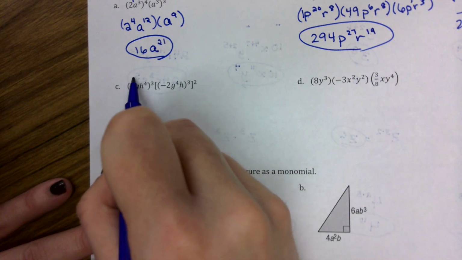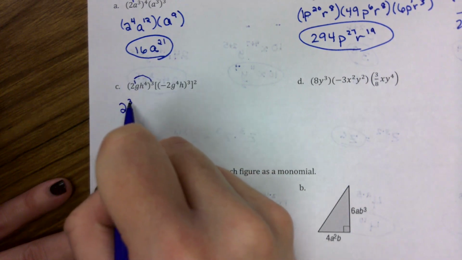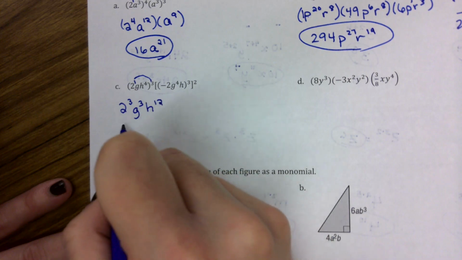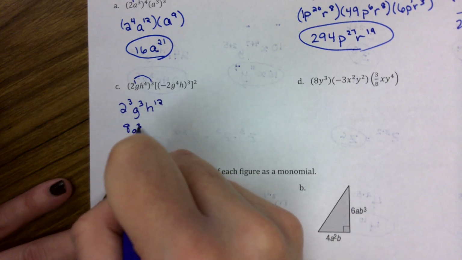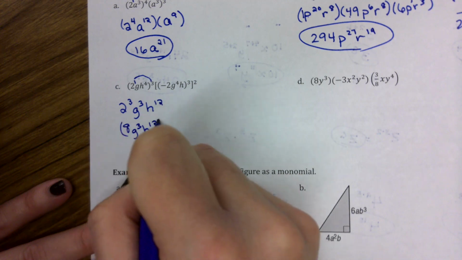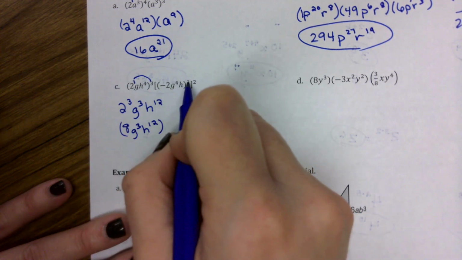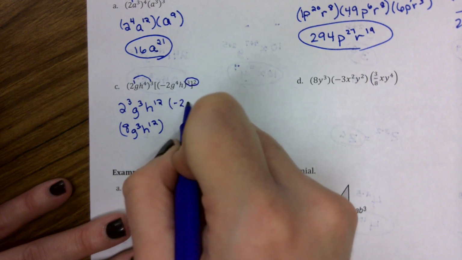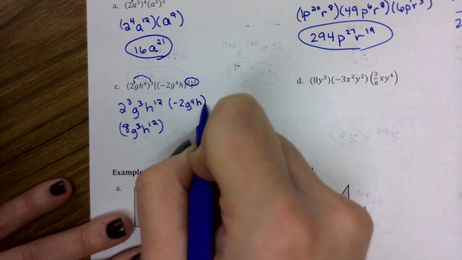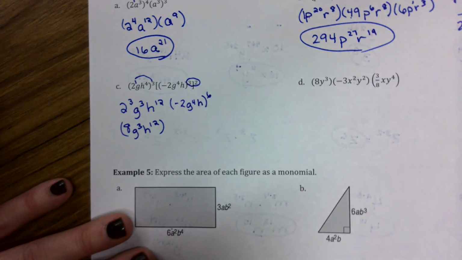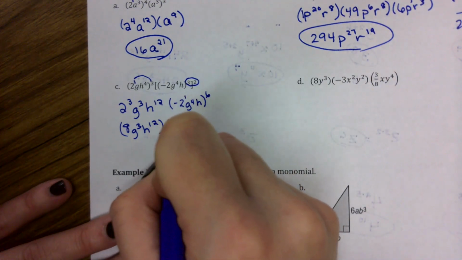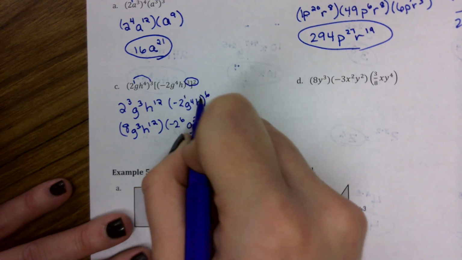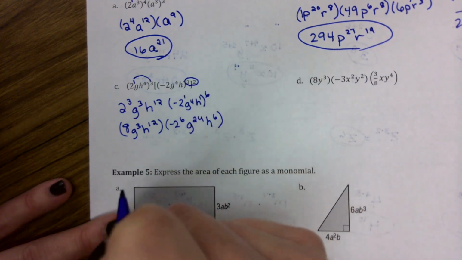Power to power, this is 2 to the 1st to the 3rd, so it's 2 to the 3rd, G to the 3rd, H to the 12th, which is 8G cubed H to the 12th. This one, you can multiply these first and get negative 2G to the 4th H to the 6th. So this is negative 2 to the 6th, G to the 24th, H to the 6th.